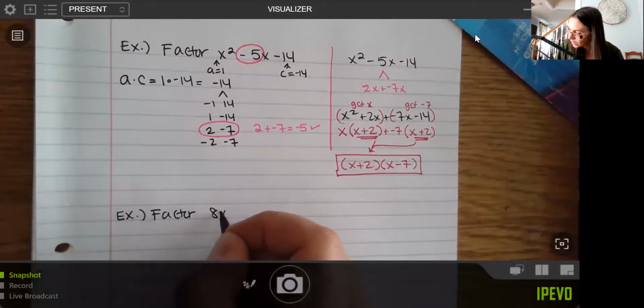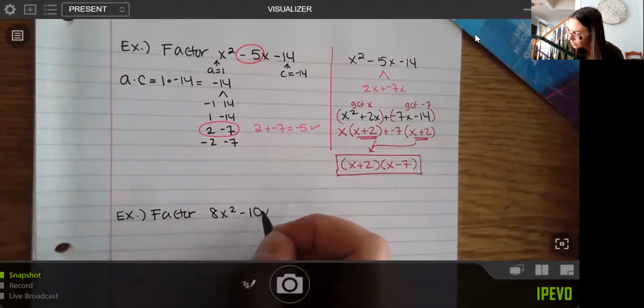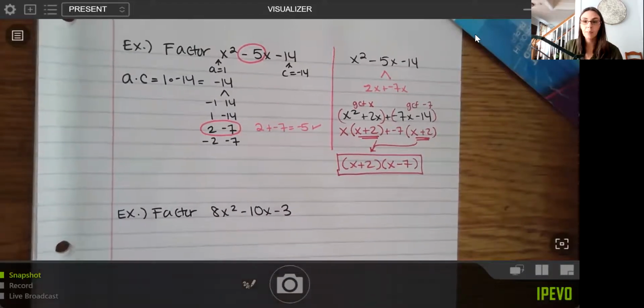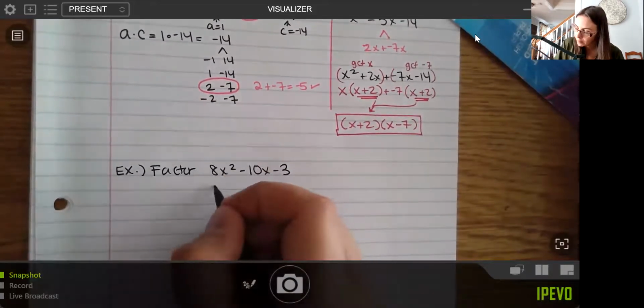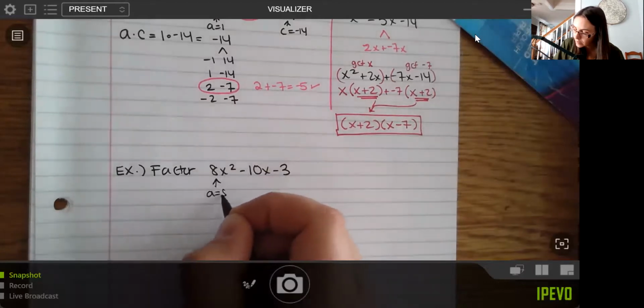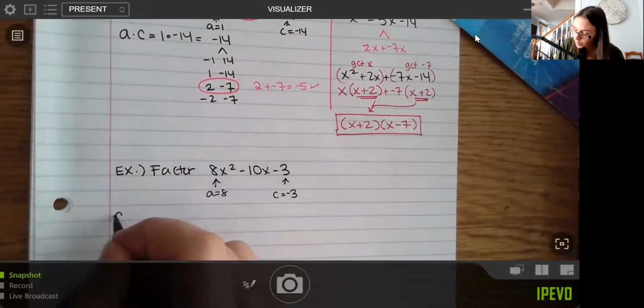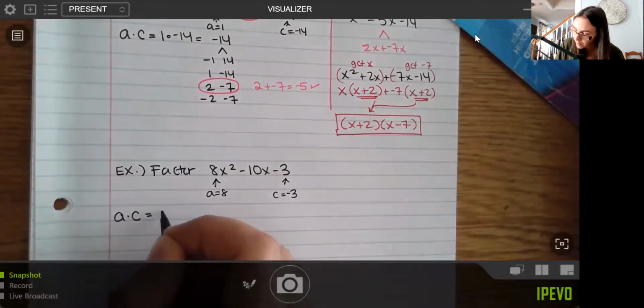Okay, so here's one of those harder ones where you don't just have an x squared up front, but the same process is going to apply. So again, it's kind of nice. This tends to be a favorite method of a lot of students, those particularly who have struggled with factoring.